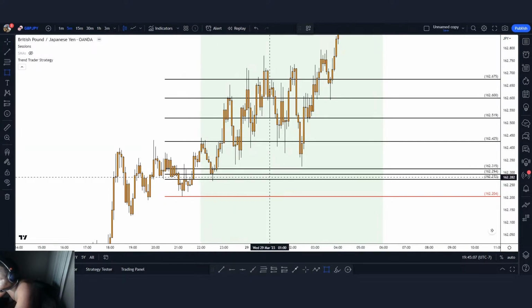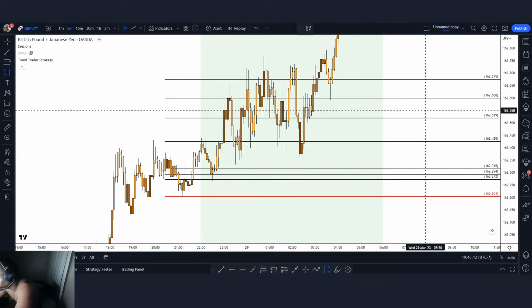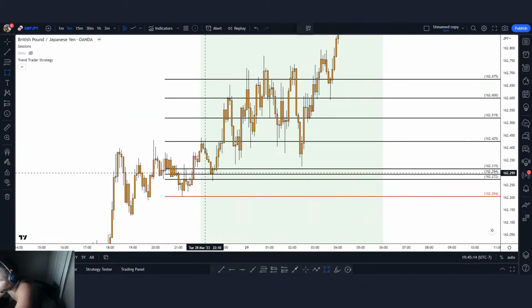Again, I want to see price break structure. These are my take profits, these exit points: TP1, TP2, TP3, and TP4. This is how to catch it.